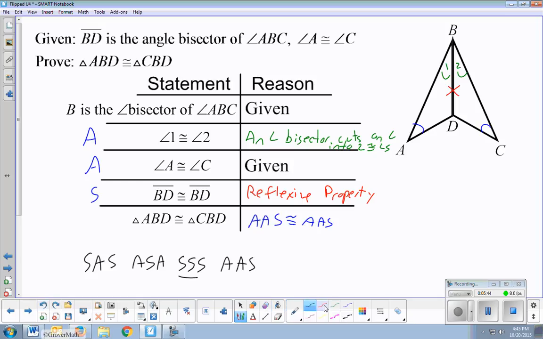So how many ways can you do it with two angles and one side? Here's two angles, one side. Those are the only options: either the side is between them or it's not. How about two sides, one angle? Well, that's what we have here. Two sides, one angle.